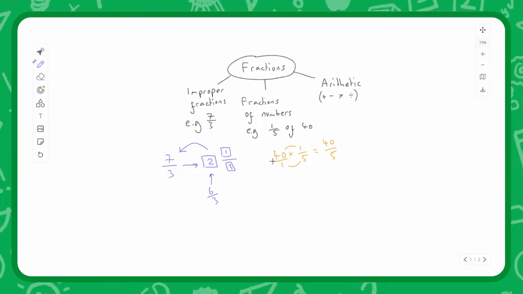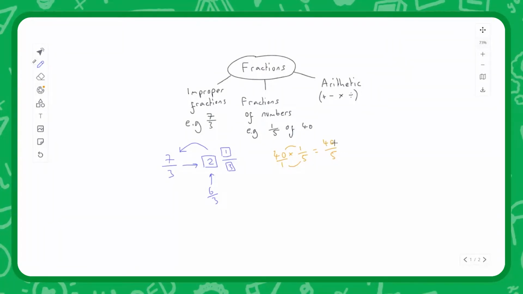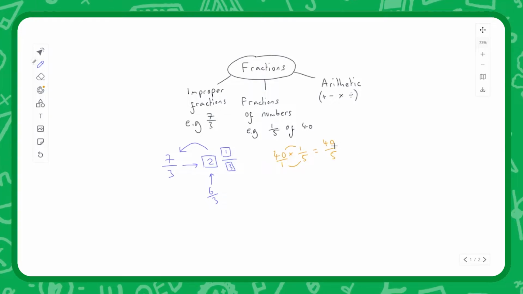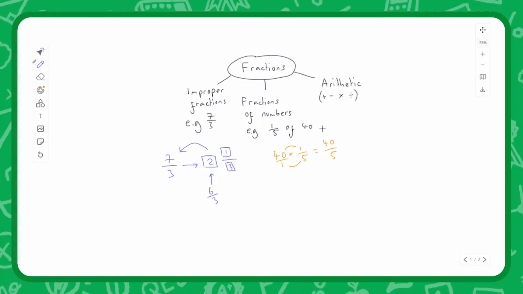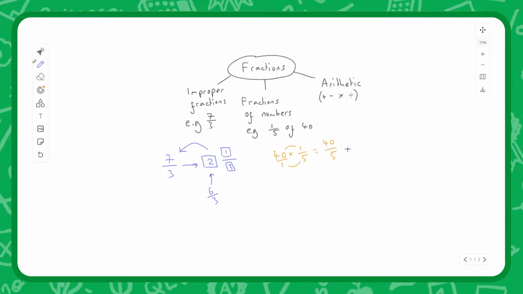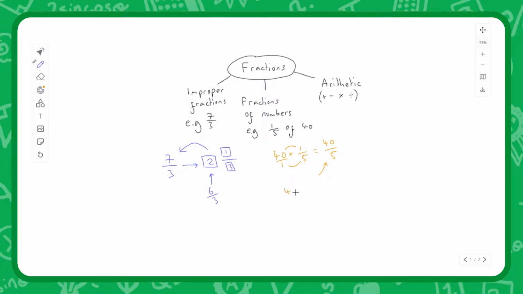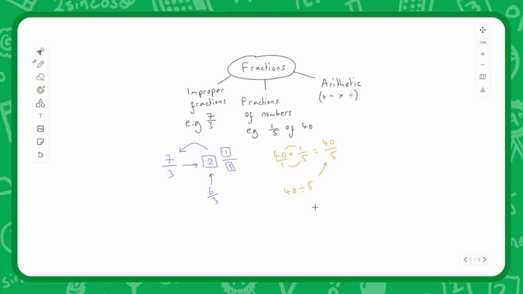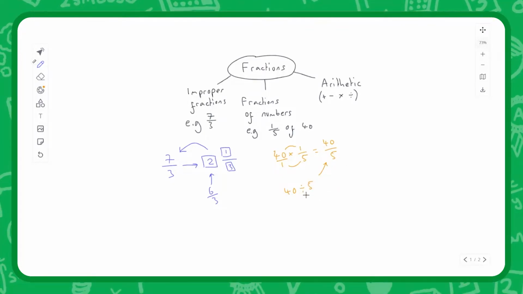And so 40 over 1 times 1 over 5 gives us 40 fifths. And this is basically 40 divided by 5. So that's the kind of takeaway there. We can either times by a fifth, or we can look at this and we're basically doing 40 divided by 5. And they're the exact same thing, right? They're kind of interchangeable ways of thinking about the same problem.